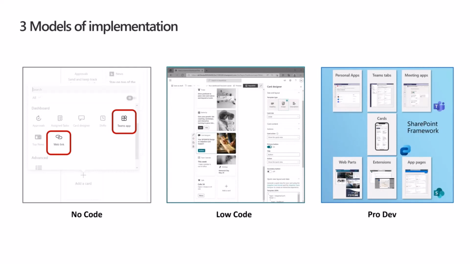Then we have what we call low code, which is where the card designer sits, where you can still create a card as an operator, and you can inject some kind of logic and UX using adaptive cards in order to create functional card views and quick views. And then you have the pro-dev capabilities, where you can create custom cards from zero using the SharePoint Framework and connect this card to personal applications using Teams tabs and meeting applications, or web part extensions and application pages that are part of the extensibility framework of SharePoint.